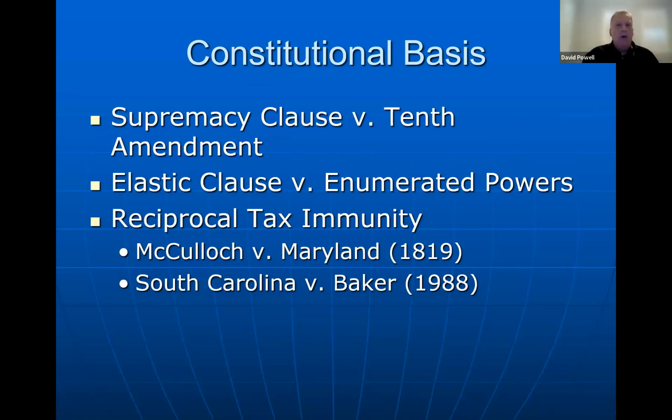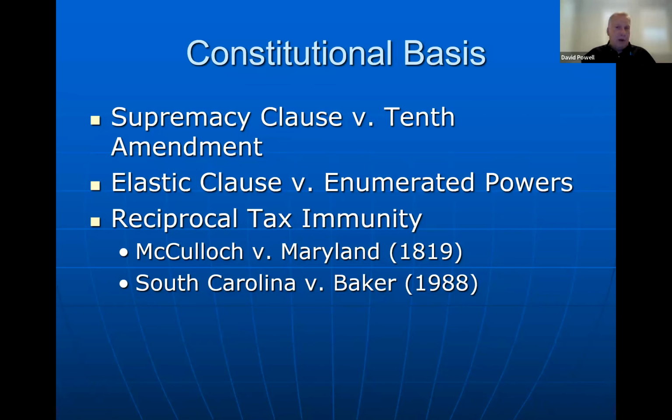However, as you know, when you read Article 1, Section 8, you get to the end of it and you have this thing known as the elastic clause. Some people call it the necessary and proper clause, that Congress shall make all laws necessary and proper for carrying into execution the foregoing powers and all other powers vested in it by the Constitution. In other words, Congress can do anything that it deems necessary and proper in order to carry out all those powers that were enumerated earlier in Article 1, Section 8.